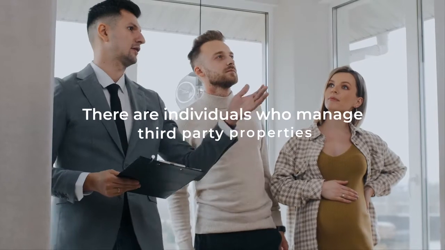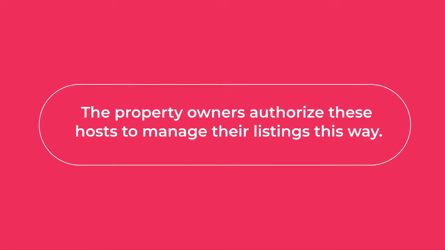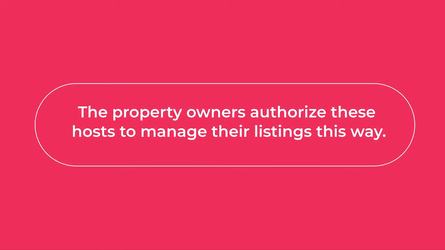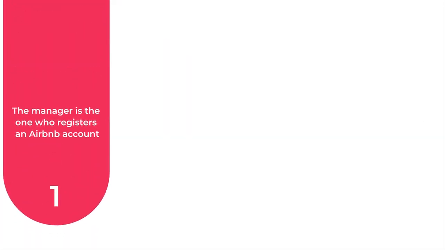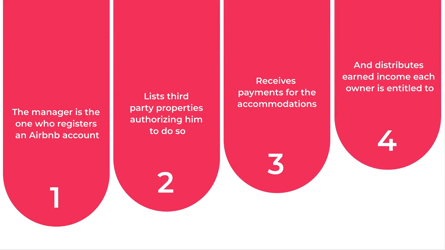There are individuals who manage third-party properties. Whether they are listing someone else's property on Airbnb or properties from different owners, these hosts are authorized to manage their listings this way. The manager is the one who registers an Airbnb account, lists third-party properties authorizing him to do so, receives payments for the accommodations, and distributes earned income each owner is entitled to.